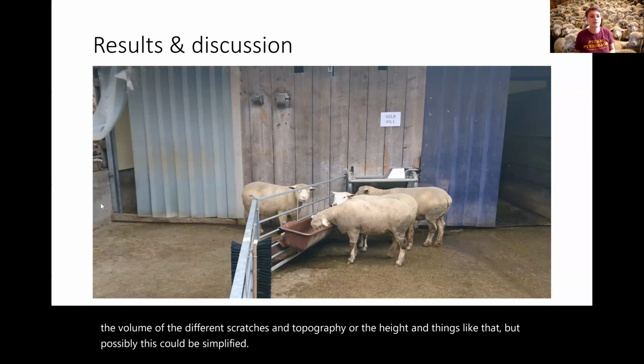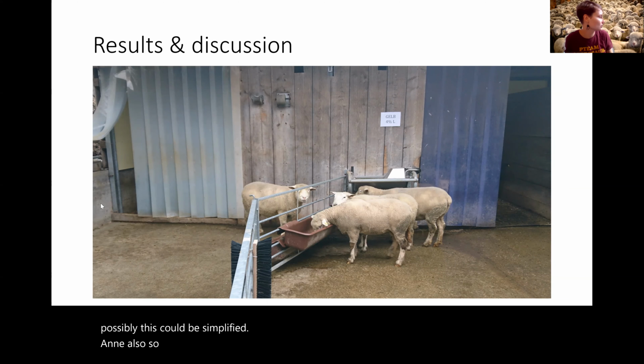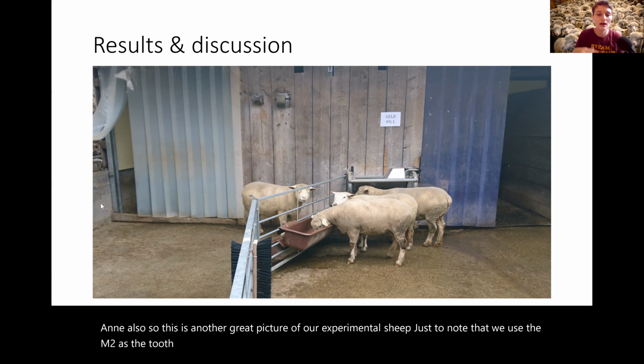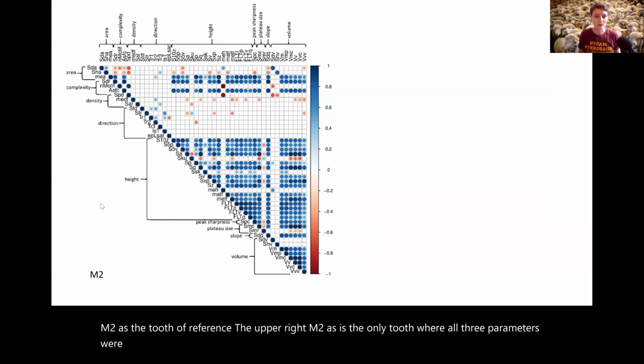And also, this is another great picture of our experimental sheep, just to note that we use the M2 as the tooth of reference, the upper right M2, as this is the only tooth where all three proxies were applied. So what do we get?